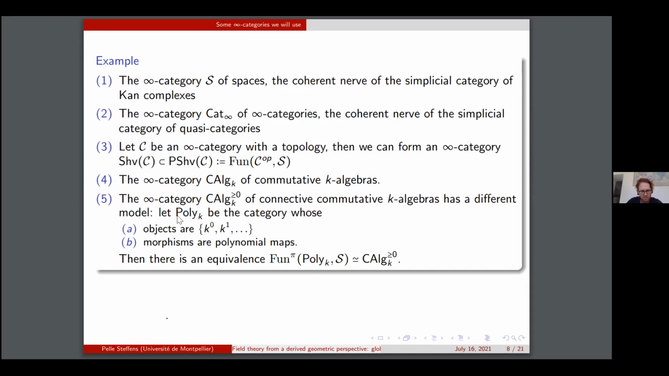So consider the category that I'm going to call Poly_K. Its objects are just products of affine K-space, so K^0, K^1, K^2, etc. And its morphisms are polynomial maps.